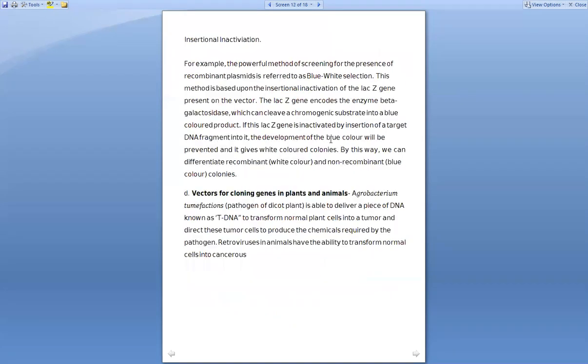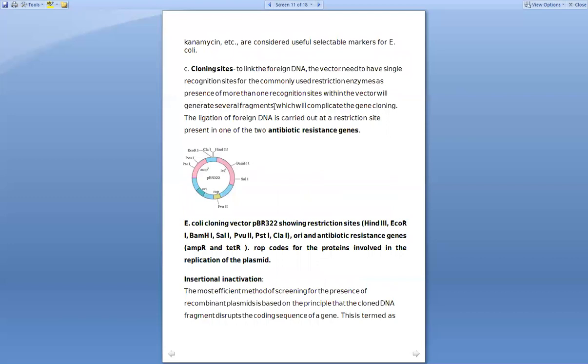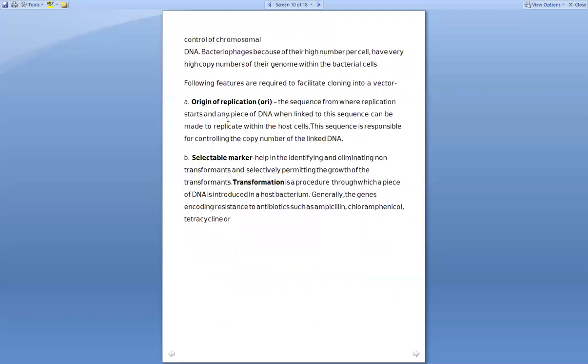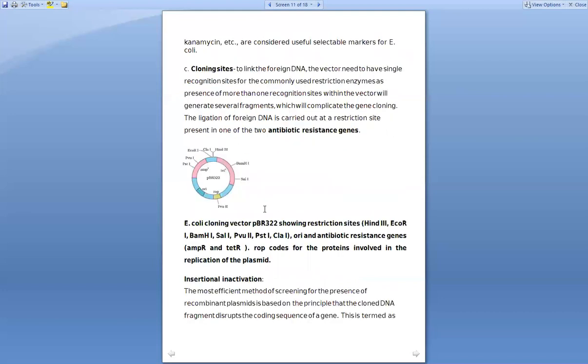So this is all about today's lecture, and that is about the cloning vector. Here we have seen several features which are required in the cloning vector.